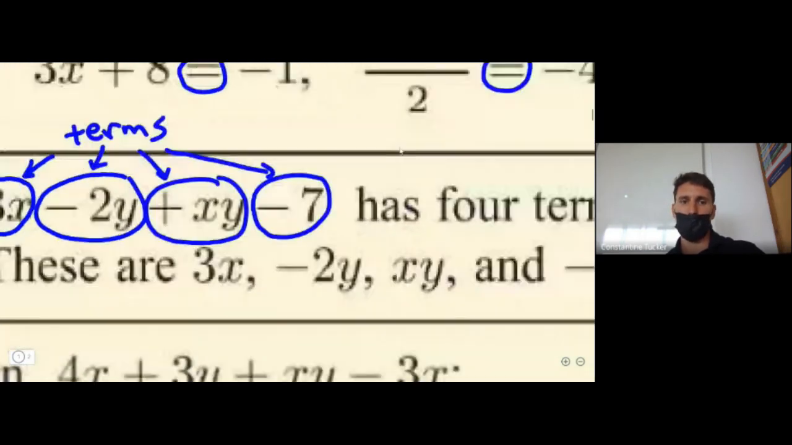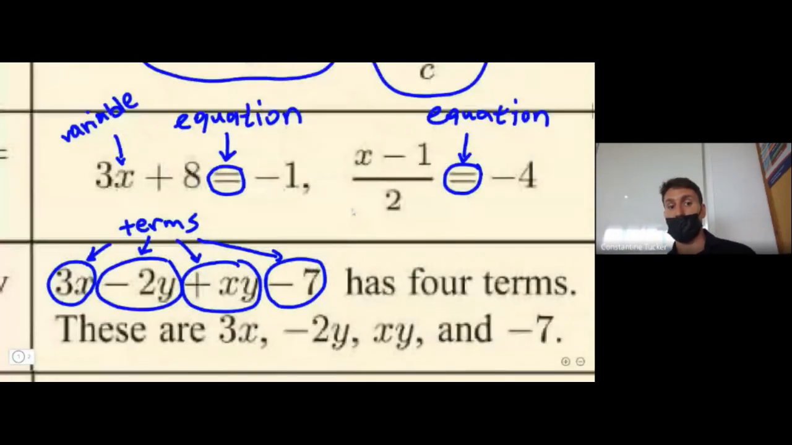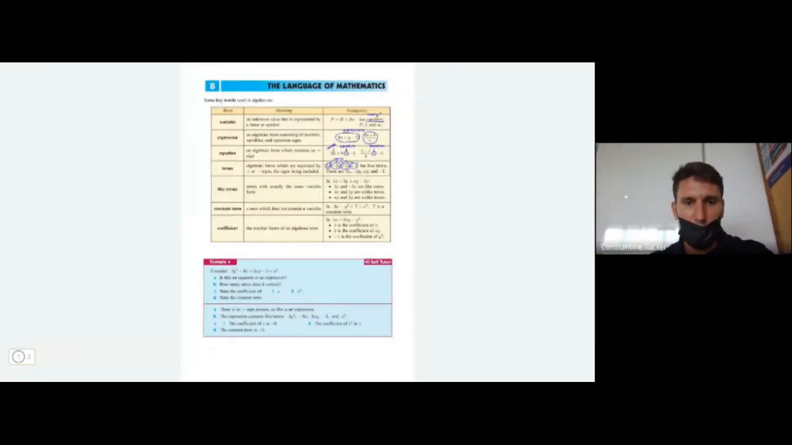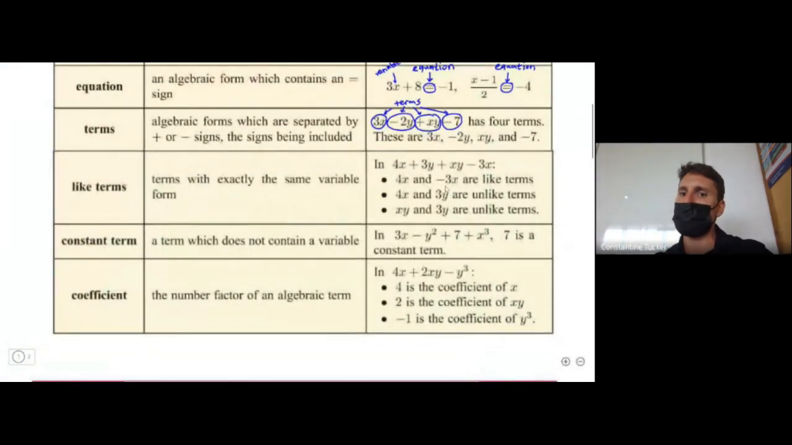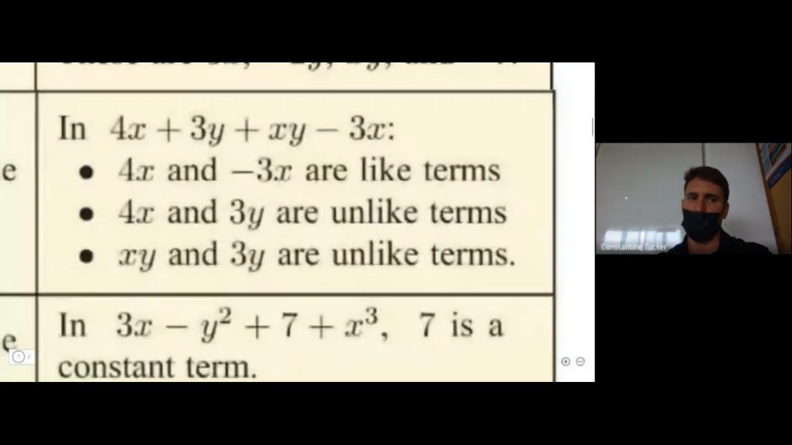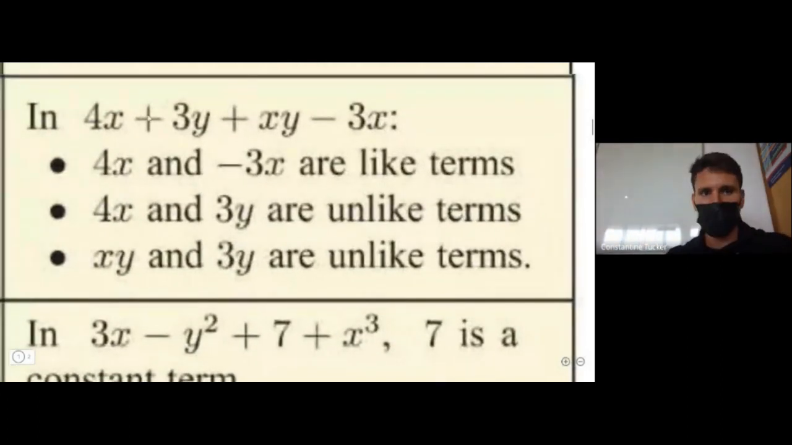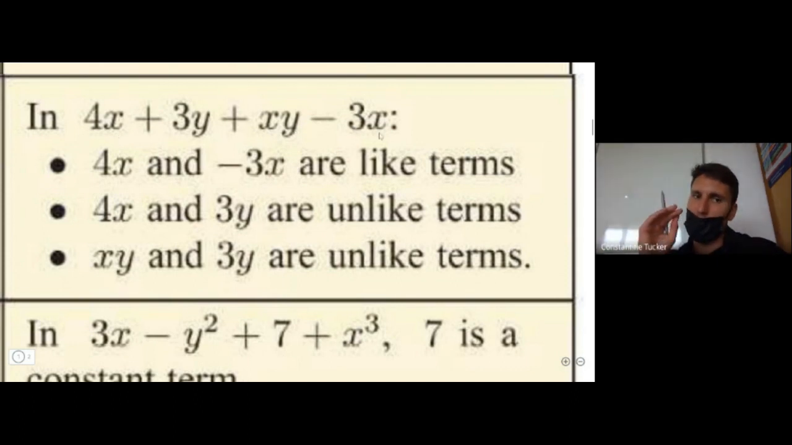Let's look at another one. Do we have another one here? Nope, that's it. So for now, let's just look at this expression. It has 4 terms. Now, moving on, a tiny bit more to go. Bear with me. We've got to talk about like terms. Like terms are terms which have the same letters, if you like. So here, if you look at this entire expression, it has 4 terms. We have 4x, 3y, xy, and minus 3x. So which ones of these have exactly the same letter?